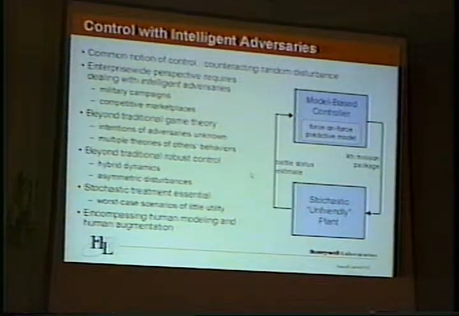And this particular graphic here shows one way of thinking about military campaigns from this point of view. So you have a stochastic, unfriendly plant that also captures the behavior of your enemy in this battle space. And what you're doing is you're sending out mission packages. So it's sort of a staged approach in this case. Your mission package goes out attempting to destroy some targets, and then there's some estimate of battle status, and based on that estimate, you configure your next mission package.